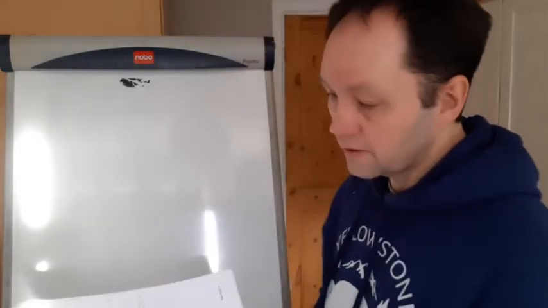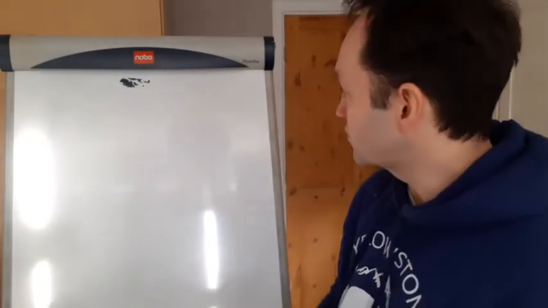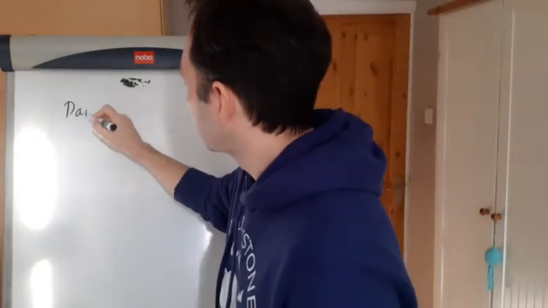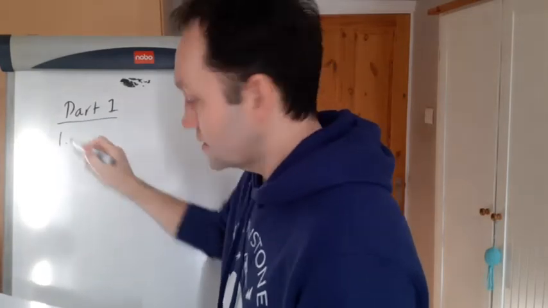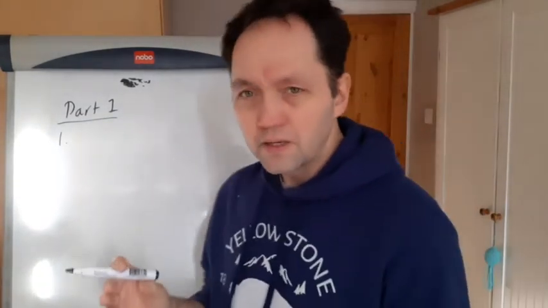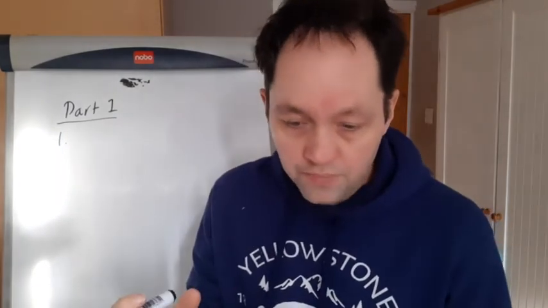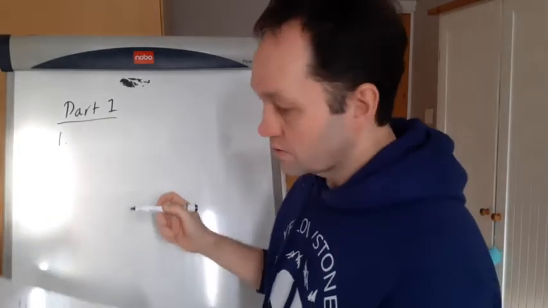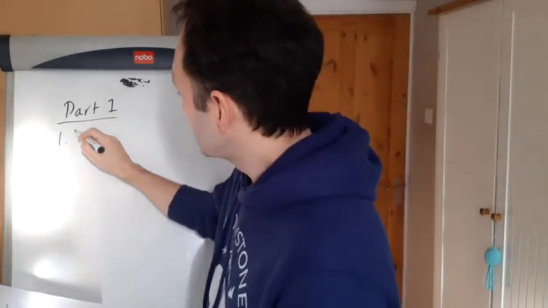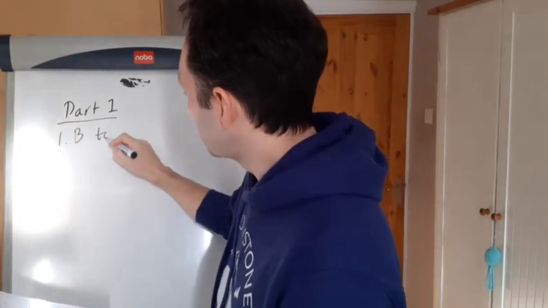Number one, what is the purpose of the article? This section is called part one. Now in part one, the first question says, what is the purpose of the article? Is it to persuade you about something, to inform you about something, or to complain about something? Well, the best answer in this one is going to be B, which is to inform you about something.